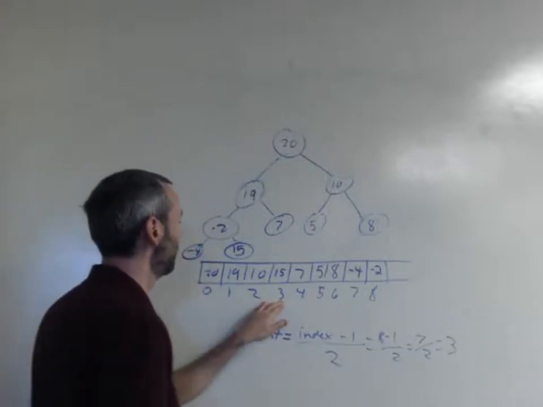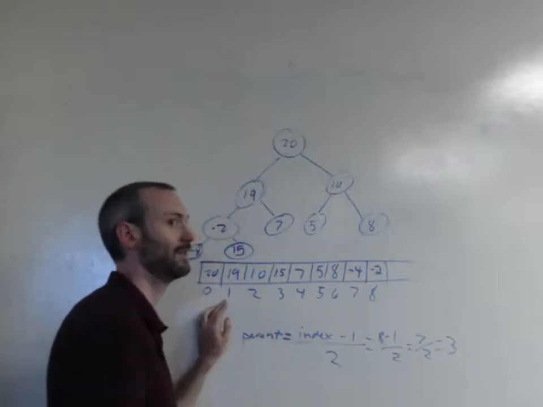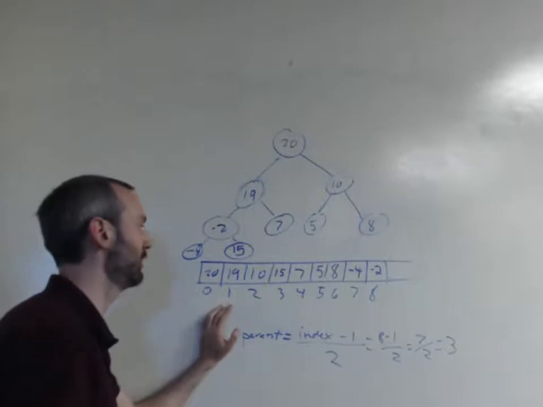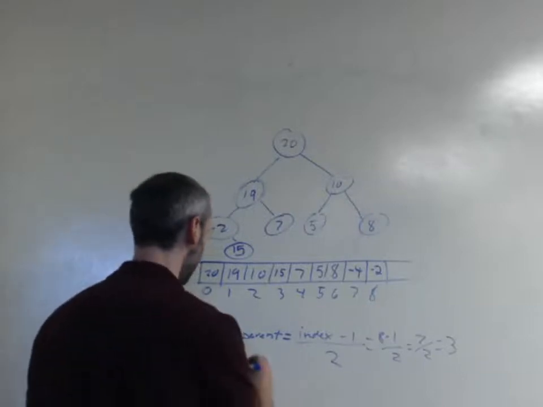So how do we get the parent of 3, or of 15? Well, we subtract 1 divided by 2, which makes it the 1, aka the 19. So is 15 less than 19? Yes, so we're done. Great.